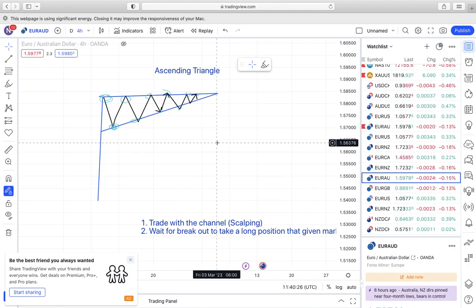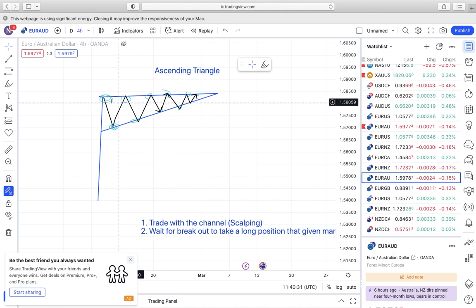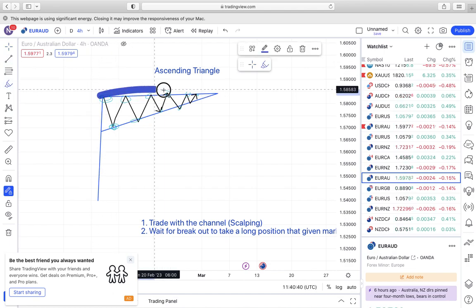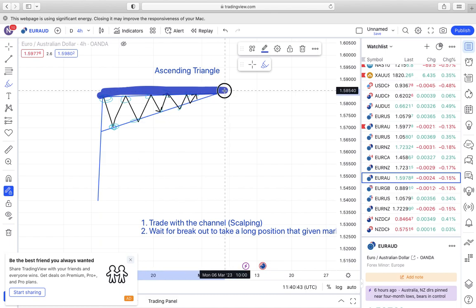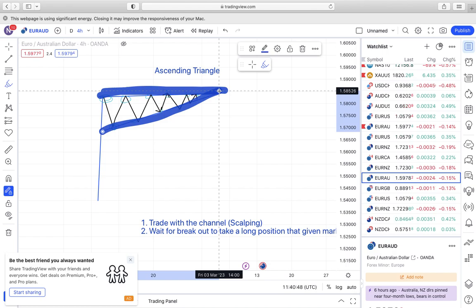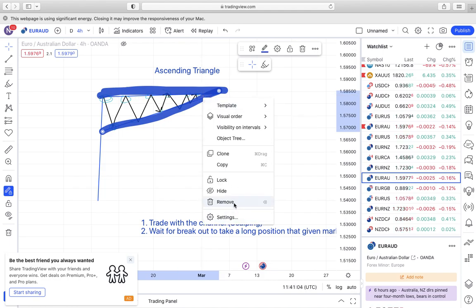Another characteristic of an ascending triangle: the upper trend line is always on a straight line. As you can see, the upper trend line, which is at the resistance, is always in a straight line, and this one is the one moving in the ascending direction. That is the ascending triangle. Guys, that is a characteristic of the ascending triangle.